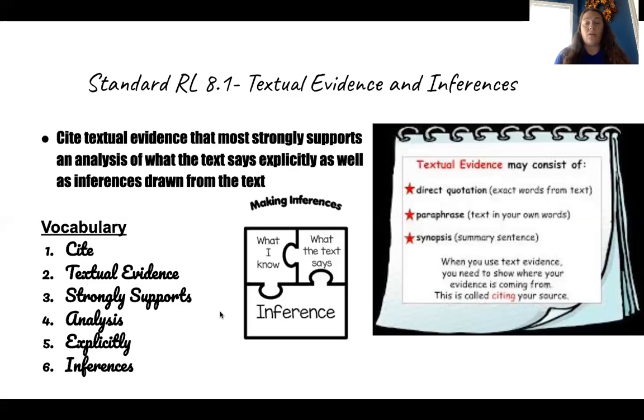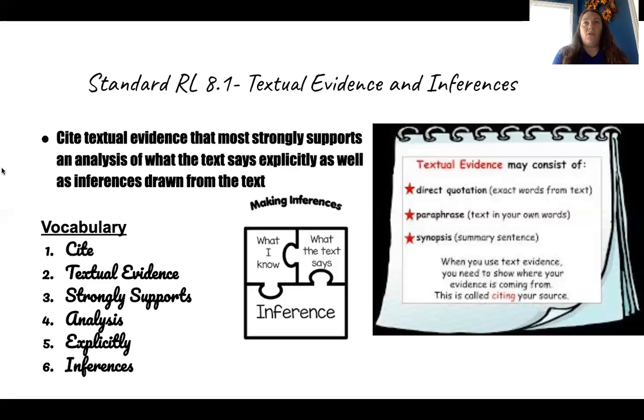Analysis is when you critically look at a text or examine a text. And so you want to share your analysis, and the first thing you need to do is find evidence to support what you're saying. That evidence could be a direct quote. That evidence could also be where you paraphrase, where you put the text in your own words. Or it could be a synopsis, where you put it into a summary sentence. However, when you are citing evidence, it is very important that you make reference to the part of the text where you have found that evidence.